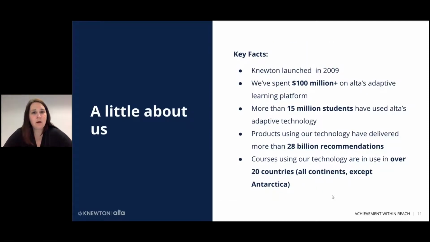Knewton itself has been around for about 10 years now, although the Alta platform was launched just about a year ago. Before we launched Alta, Knewton primarily focused on partnerships with traditional publishing companies. So they were often the adaptive engine behind a traditional homework system in a variety of different companies. We severed, for the most part, all of those ties, built a new platform, Alta, from the ground up.